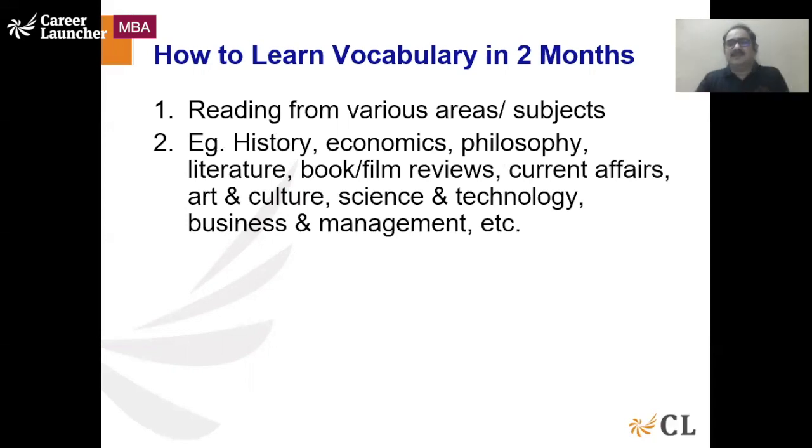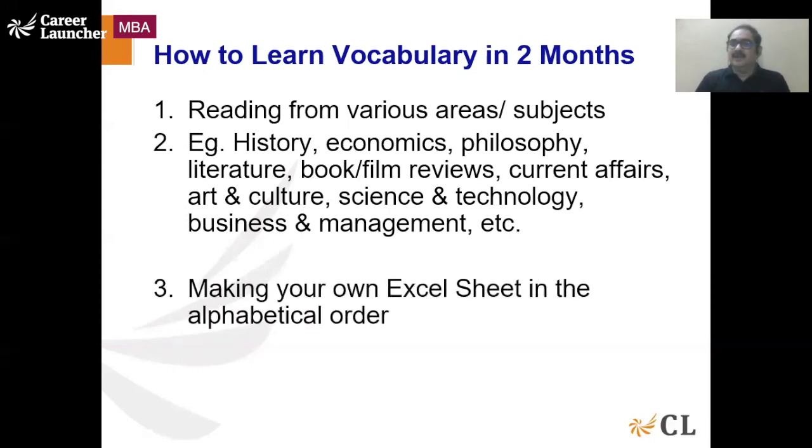Two, let me take some extra mileage out of it. How? Make an Excel sheet. Copy all these words that you have come across. On an average, if you read about 3 to 4 articles a day, let me tell you very clearly, you are going to come across 15, 20 different words per day. It is going to be 1,000 plus words minimum by the time you write CAT. So let's pull them into an Excel sheet.